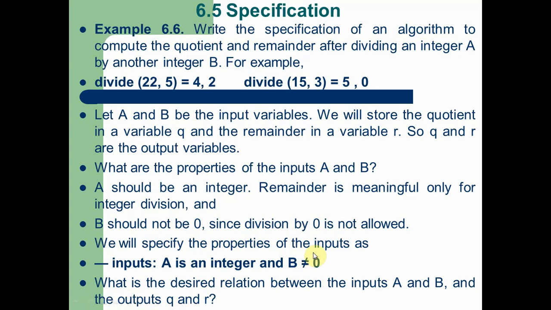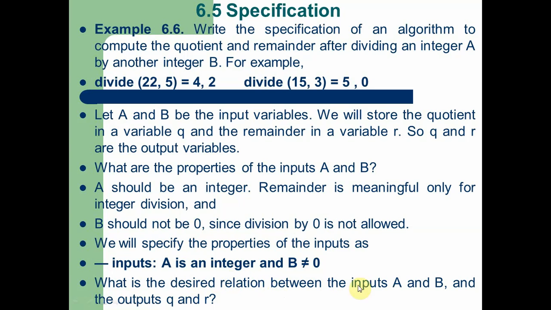So we specify the properties of the input: A is an integer and B is not equal to 0. In a single statement, this is how we write a specification in an algorithm. The double dash means a comment. Inputs is a word which refers to the input variable names, that is, A is an integer and B is not equal to 0. In a single line we specify the relationship between the two variables we use as input, as well as the relationship between the inputs and the output.